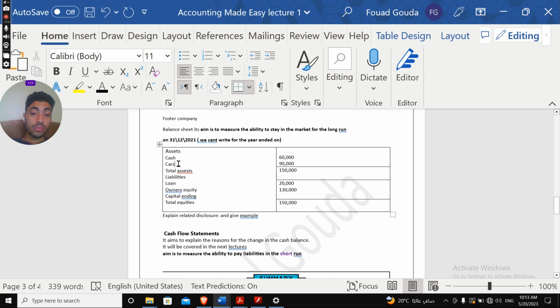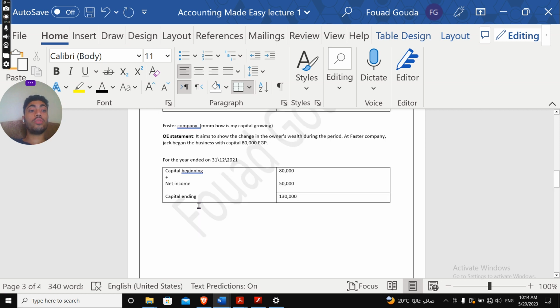The car equals 90,000. That's our assets: cash, car, and total assets. What's our total assets right now? It's 150,000. So assets equal liabilities plus owner's equity. Let's look at the liabilities. We took 20,000 pounds from the bank, so liabilities are 20,000. That's the bank loan. Owner's equity, we had 80,000, right?